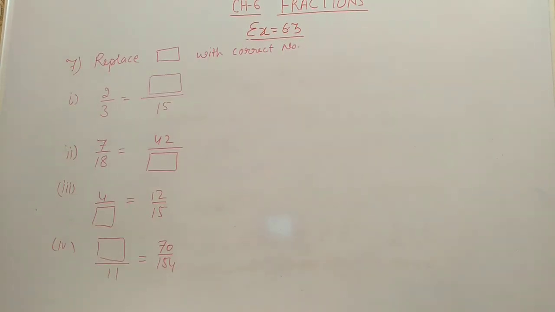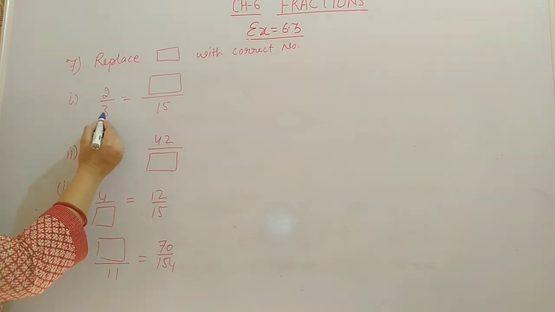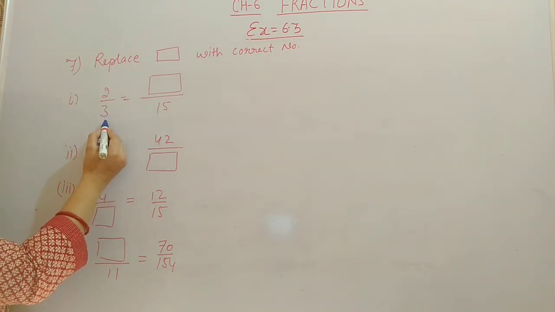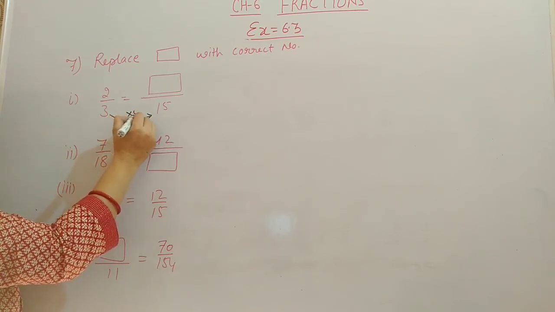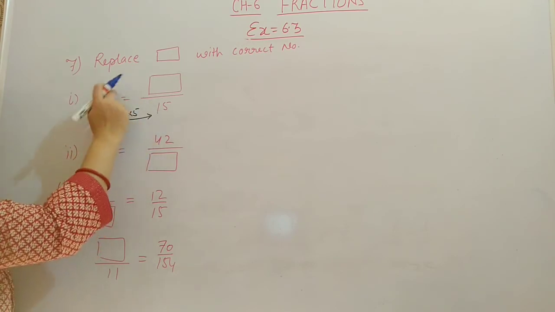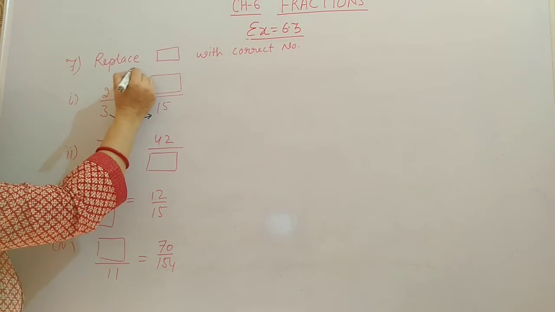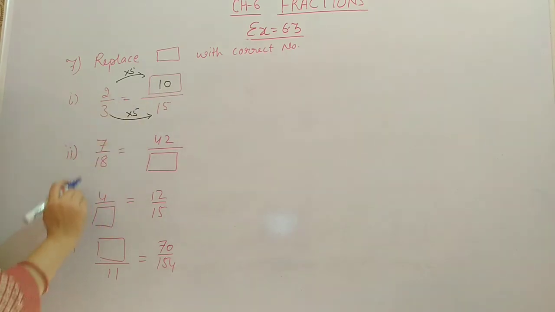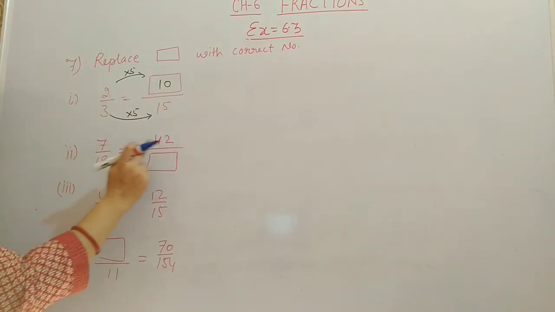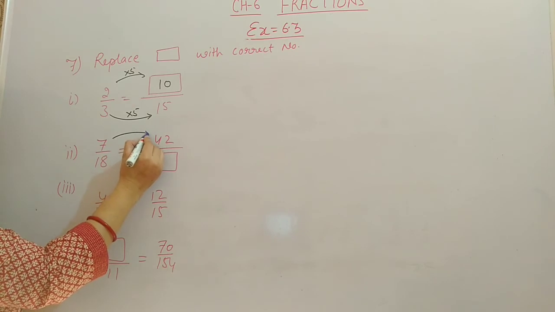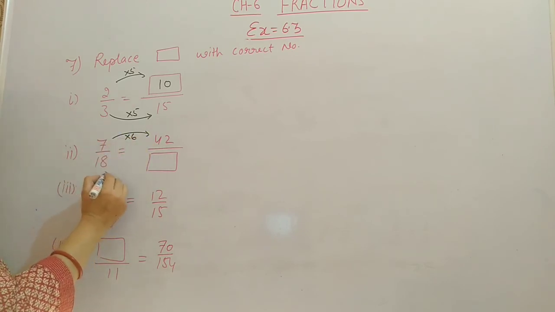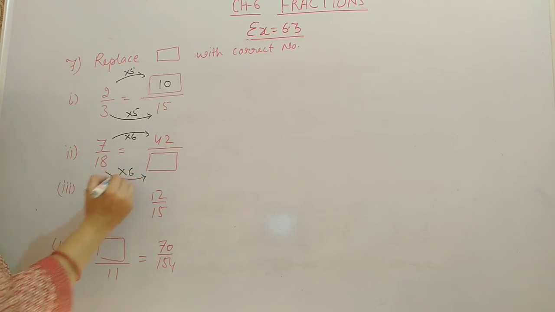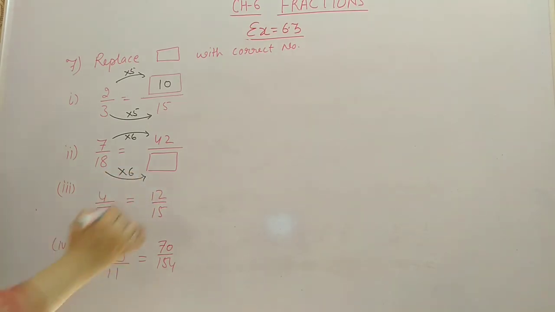Question number 7. We have to replace this box with the correct number. You can see here, the denominator 3 is there. On the other side it is 15. How are we getting it? After multiplication with 5. So 3 5s are 15. It means 2 into 5 we have to do. 2 5s are 10. Next one, 7 here is the numerator. The other numerator is 42. We are getting this 42 after multiplication with 6. So the same thing we have to do down also. 18 we have to multiply with 6.